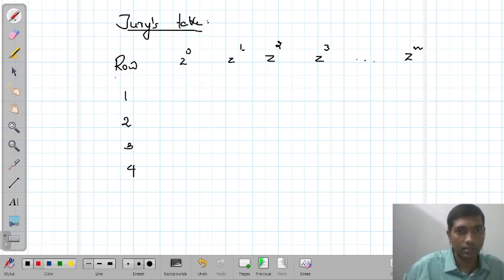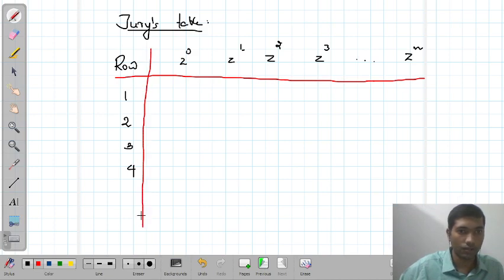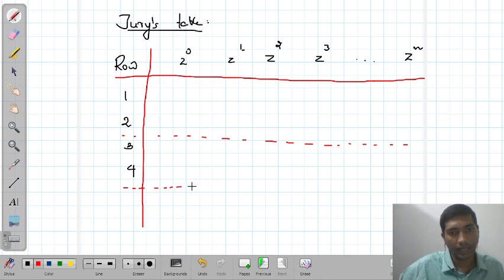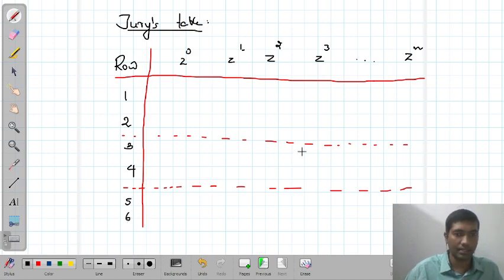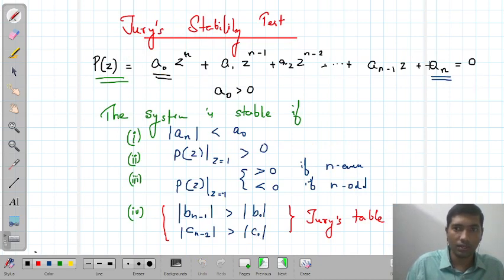On the columns you have z raised to 0, etc., up to z raised to n, and here you have the rows. You need to fill 2 rows at a time. So rows 1 and 2 need to be filled together, 3 and 4 rows together, 5 and 6 together, something like this. Now it's very easy. You need to fill the coefficients of z raised to 0. If you see, the coefficient of z raised to 0 is an.